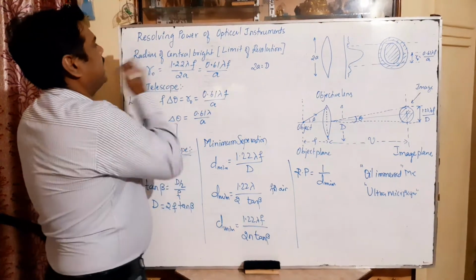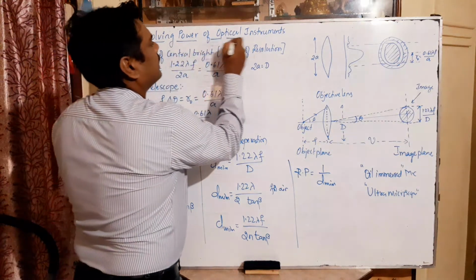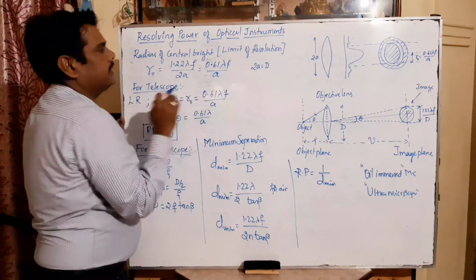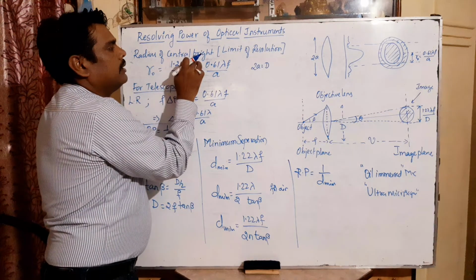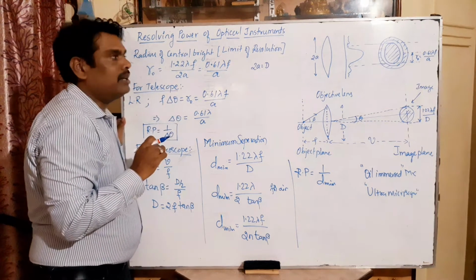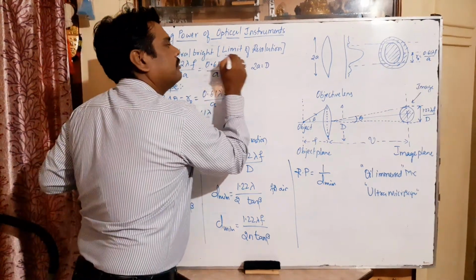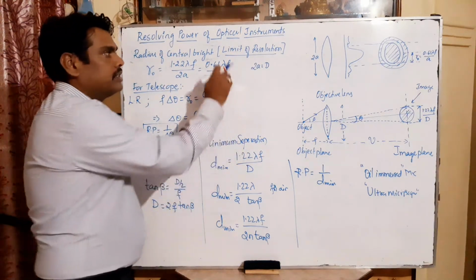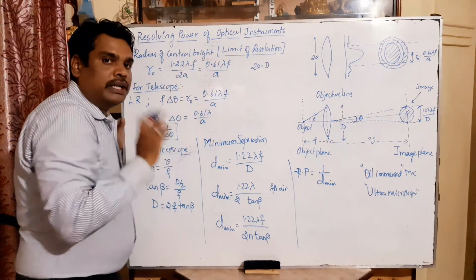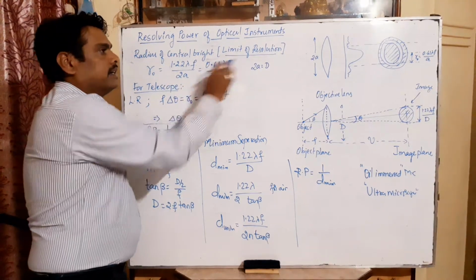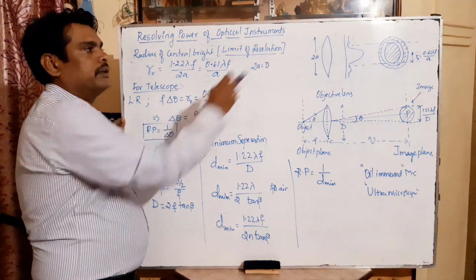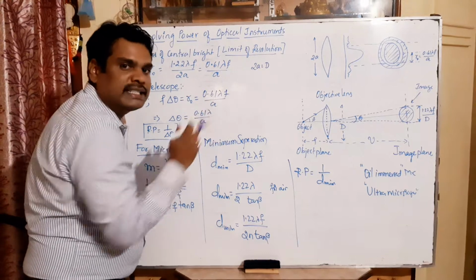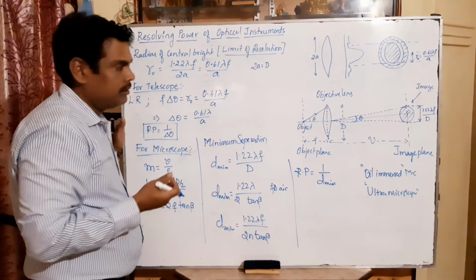To understand the resolving power of an optical instrument, the general thing we have to remember is the radius of the central bright fringe or central maxima. Technically, that radius is named the limit of resolution. This is what you have to remember. So what is the limit of resolution? It is the radius of the central maxima obtained during the diffraction pattern. That bright spot is similar to the diffraction pattern.